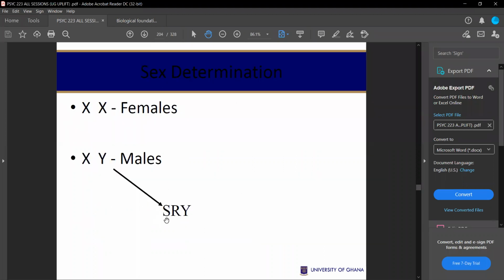So we've already talked about this, which is the SRY gene. So we normally say that the SRY gene is found on the Y chromosome, and it is the SRY gene which determines that, okay, the person should be a male. All right.